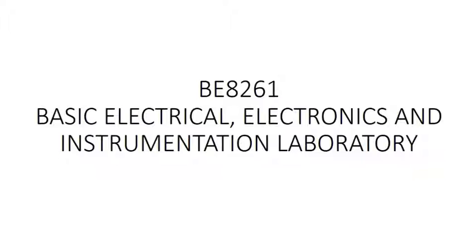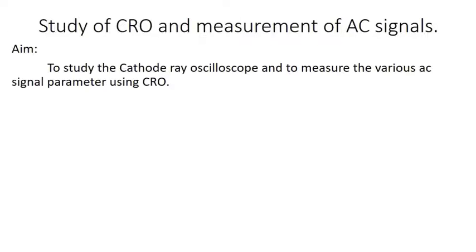BE 8261 Basic Electrical Electronics and Instrumentation Laboratory session, which you are going to see right now. The study of CRO and measurement of AC signal experiment. The main aim of this experiment is to study the cathode ray oscilloscope. CRO means cathode ray oscilloscope, and to measure the various AC signal parameters using CRO.